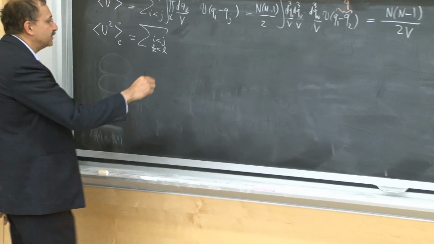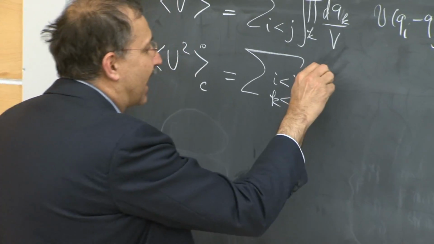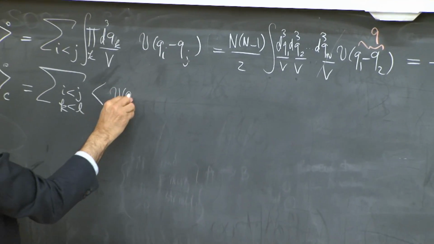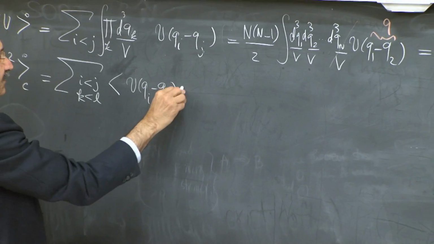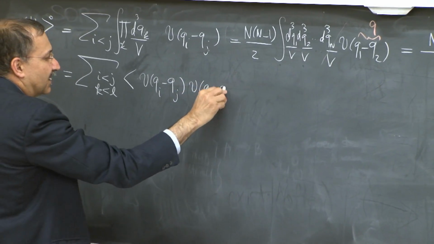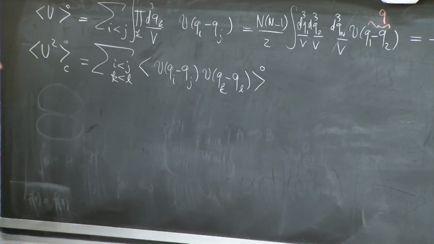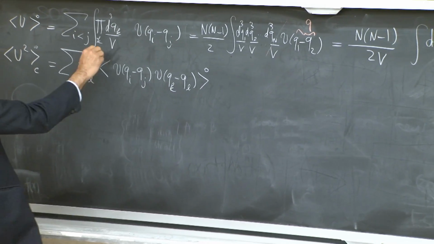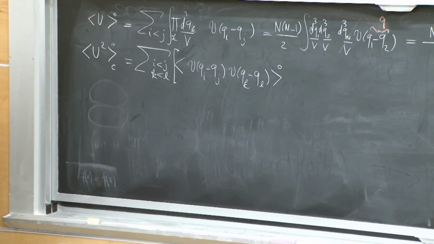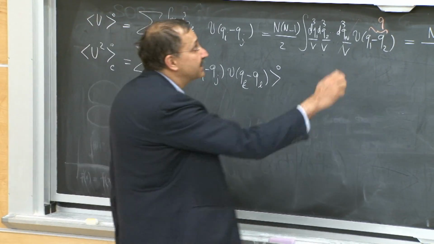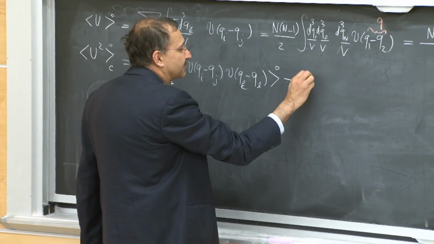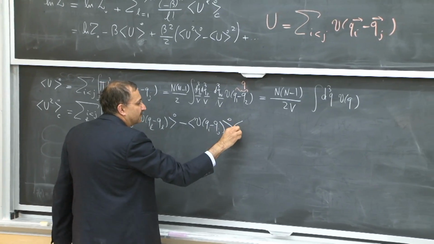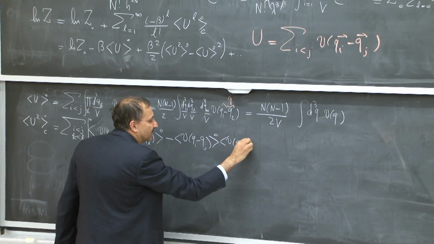And then what I need to calculate is an average that if I were to square this, I will get v of qi minus qj, v of qk minus ql, averaged. This would be the average of u squared. But when I calculate the variance, I have to subtract from it the square of the average of u. So I have to subtract the average of v of qi minus qj times the average of v of qk minus ql.